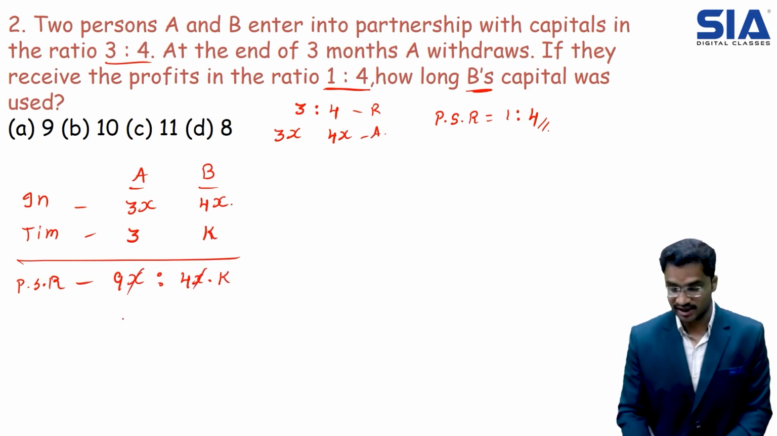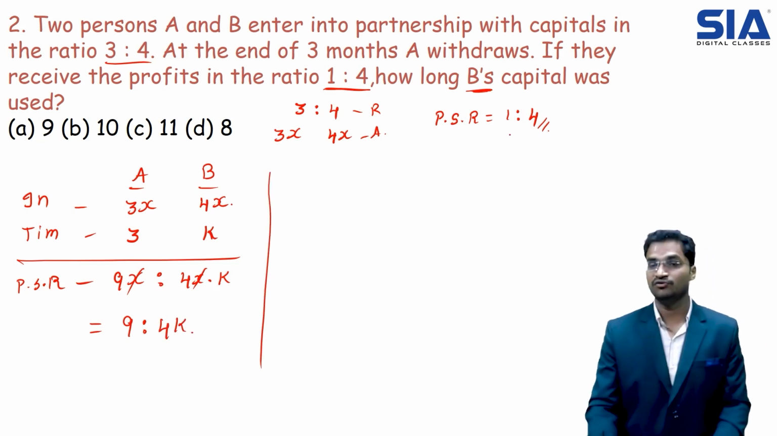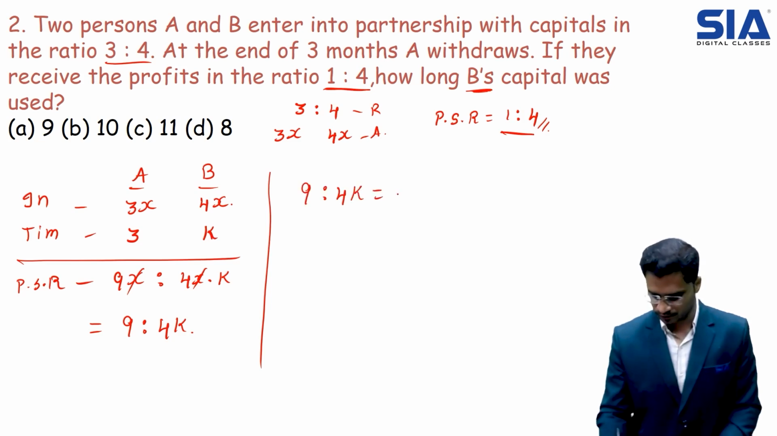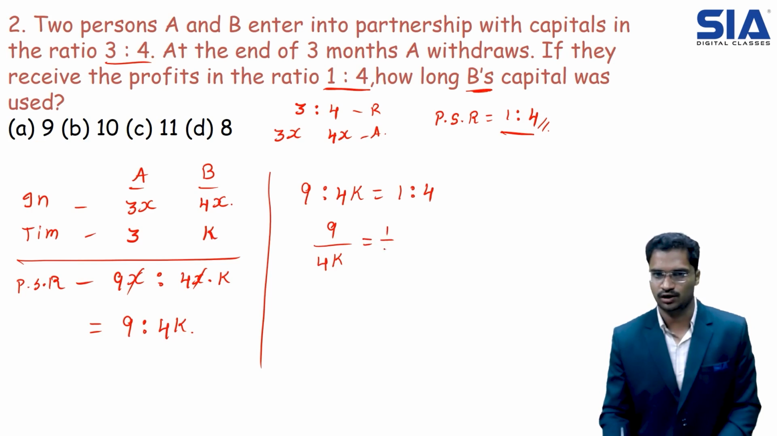So k is x gets cancelled. So profit sharing ratio is equal to 9 ratio 4k. But in our question, profit sharing ratio is given as 1 ratio 4. Let us equate them. So 9 ratio 4k is equal to 1 ratio 4. Then the ratio can be written like this: 9 by 4k is equal to 1 upon 4.